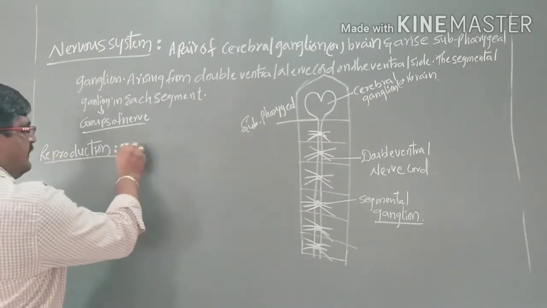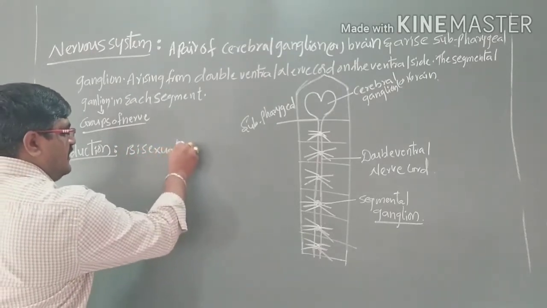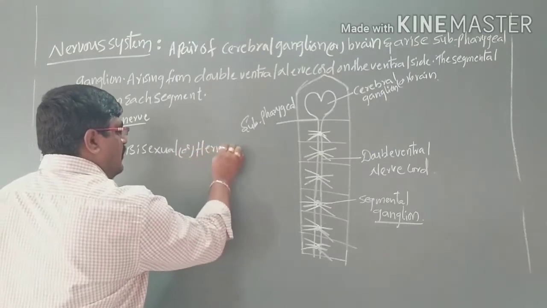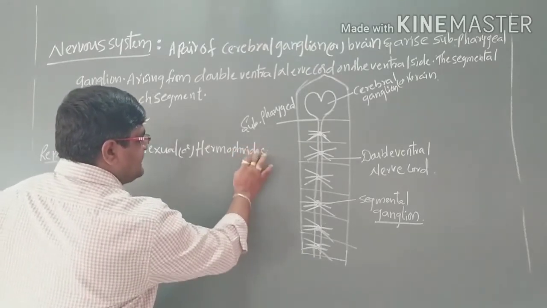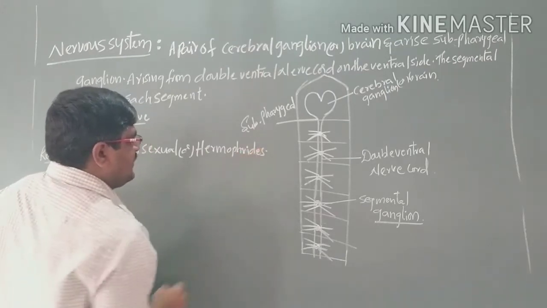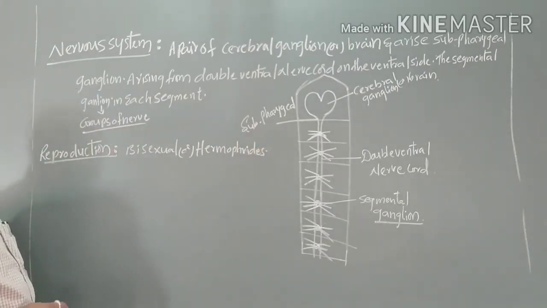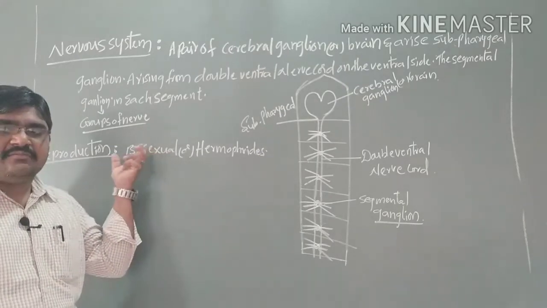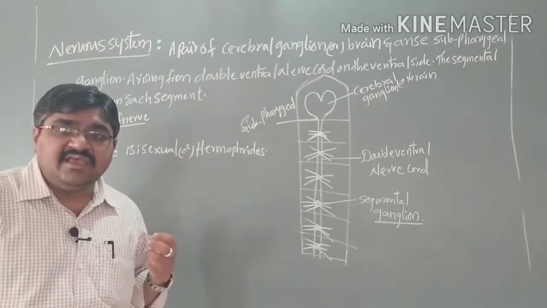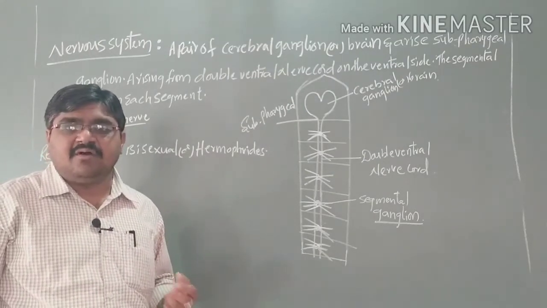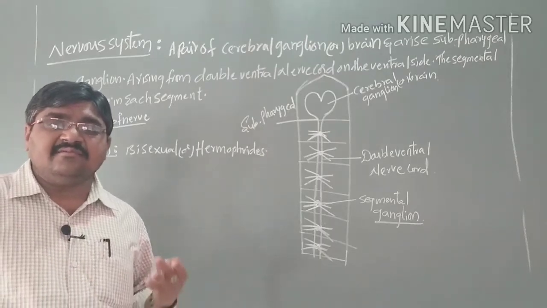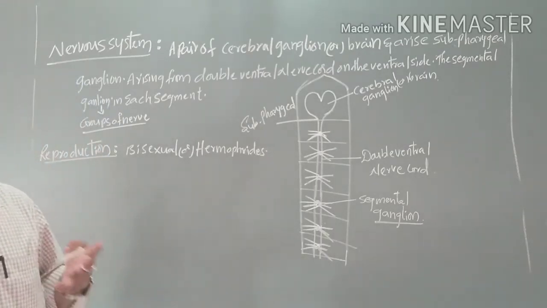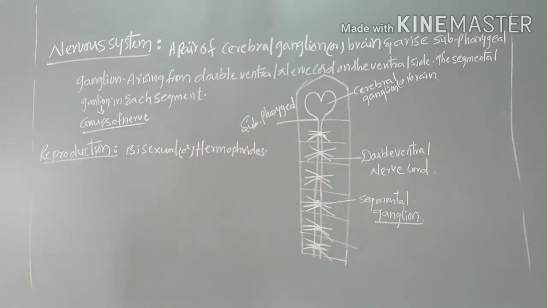Here in reproduction, these are bisexual or hermaphrodites. That means bisexual are the hermaphrodites. Here we have a bisexual or a hermaphrodite, which means male and female gametes are present within one organism only. So this type of reproduction we can call monoecious or bisexual, or we can call them hermaphrodite organisms, where both male and female are present within a single individual.